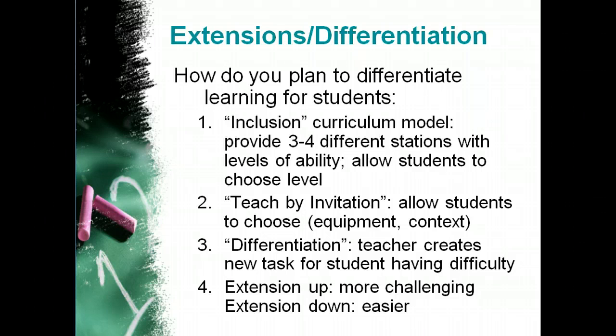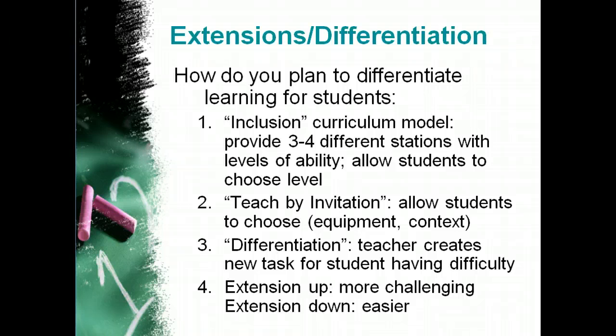This also is what we call differentiating instruction for the students. How do you plan to differentiate learning for the students? The inclusion curriculum model says to provide 3 to 4 different stations for 3 to 4 different levels of ability in the classes. You're teaching the same task to all the students, but their practice task is different for each group or each ability level.